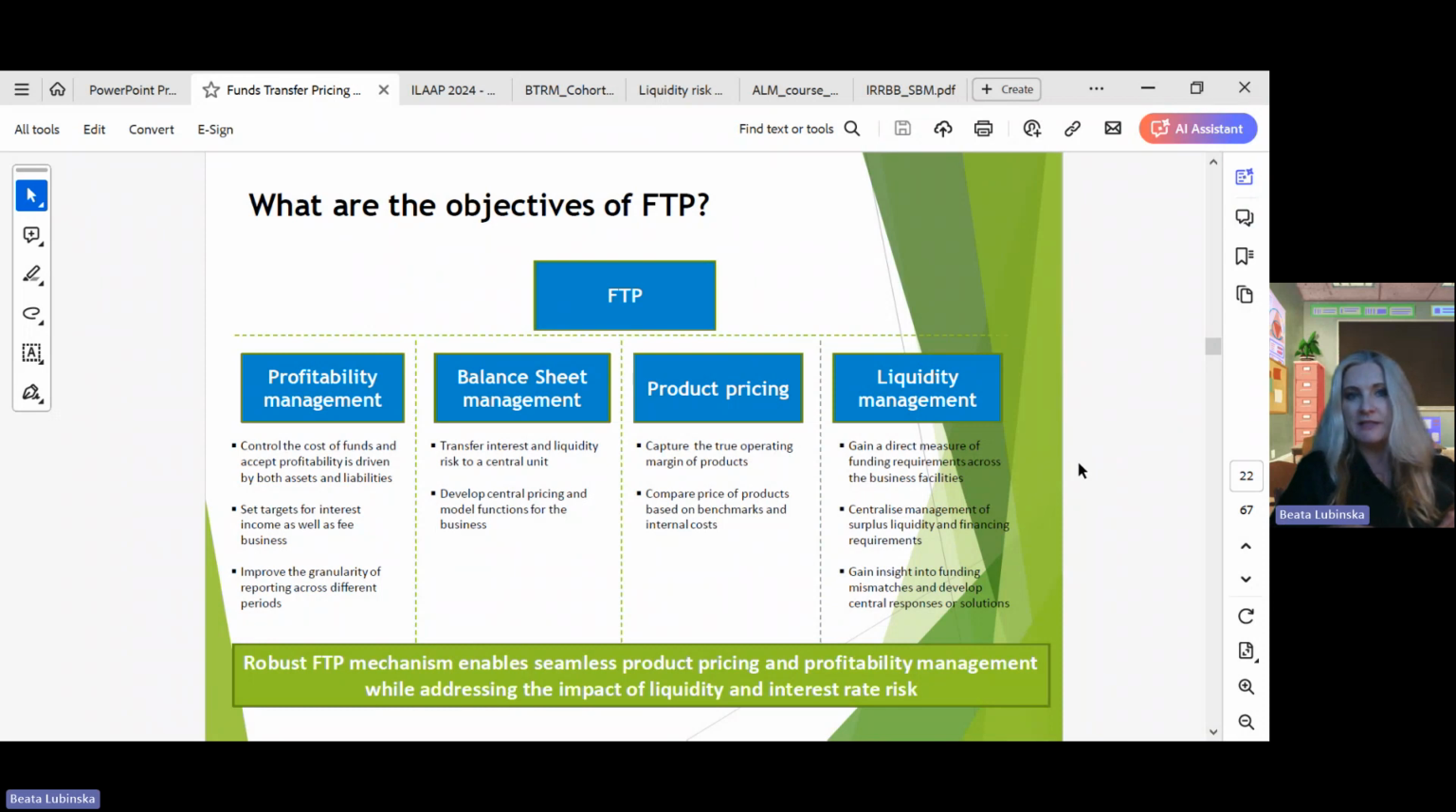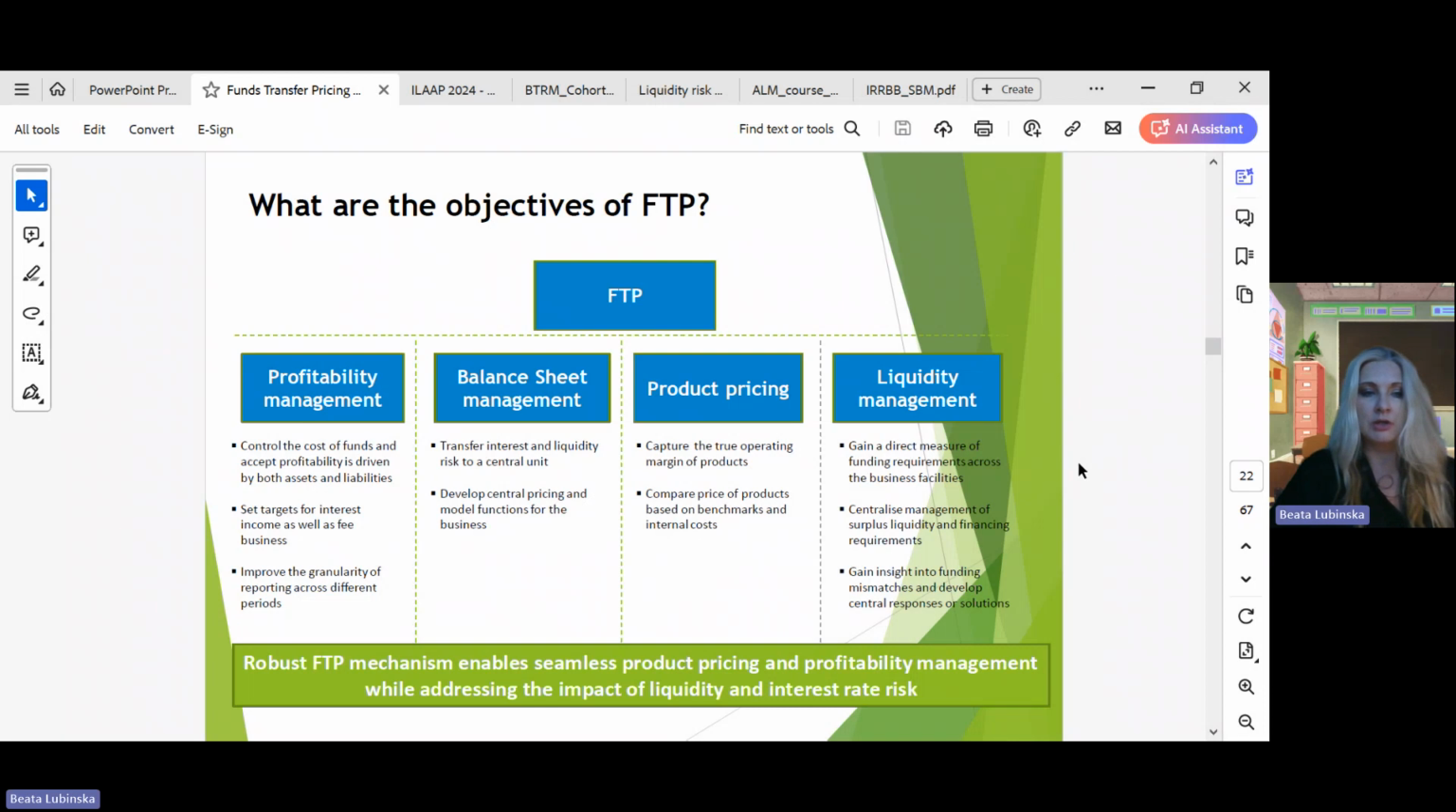We know that there are mainly four main objectives for the FTP process to be analyzed. First of all is the management of profitability of different products. Only FTP provides you with some kind of glasses where you can see the real profitability of the product. Sometimes you see the profitability in terms of the all-in rate of the loan, but there are differences between different loans in terms of riskiness.